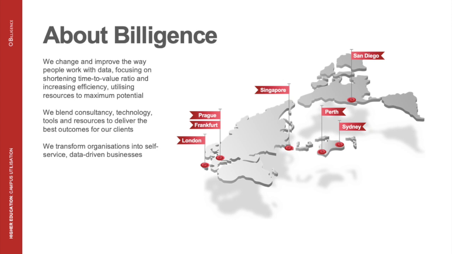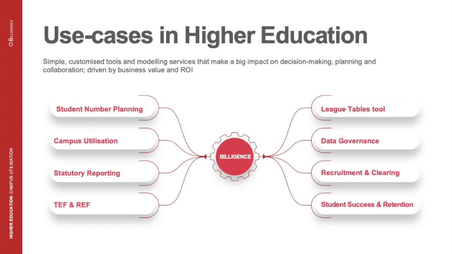So just first to introduce Billigence in case you haven't heard of us. In essence, we are a global reach consultancy. We change and improve the way people work with data, very much focusing on shortening the time to value ratio and increasing efficiency whilst utilizing resources to maximum potential. Basically, it's about blending the right technology, tools, and the right level of consultancy to deliver the best outcomes for our clients.